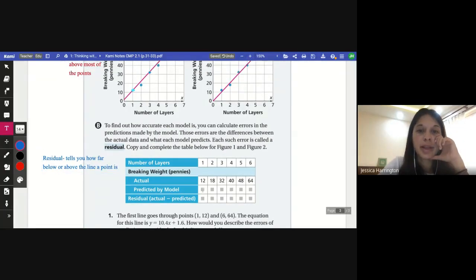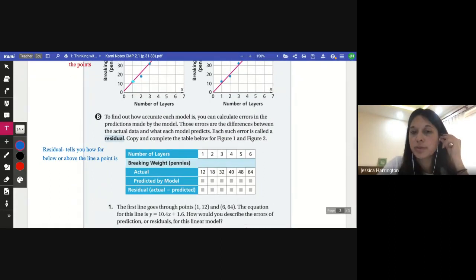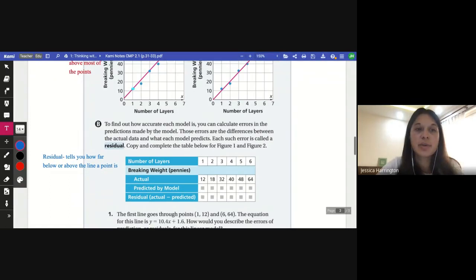So this says, if I look at figure 1 and 2. So they want us to do it twice, for figure 1 and for figure 2. So we're just going to do it for figure 1 right now, and then I'll erase it and do it for figure 2. So for figure 1, these are the number of layers and the actual number of points from that table on that first page. So what did the line predict?